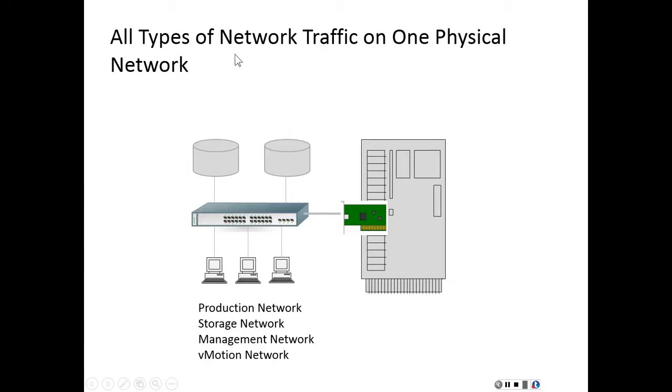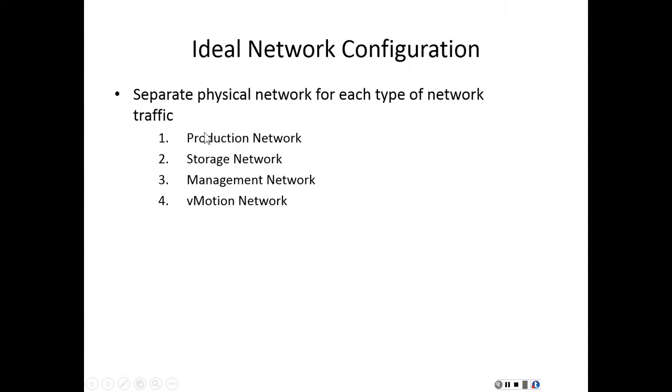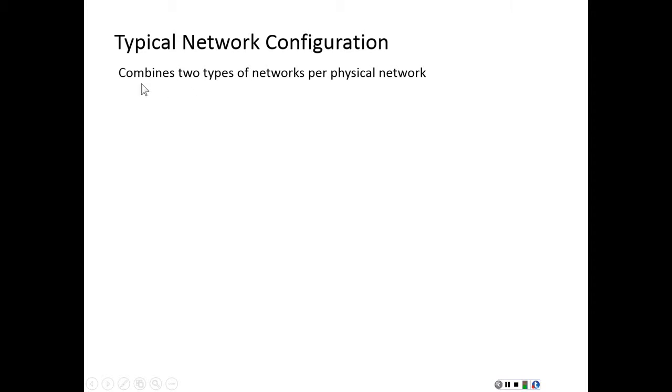Another way to go is to have all network traffic on one single physical network, production, storage, management, and vMotion. But the problem with that is all of that traffic on one network tends to lead to congestion, which slows everybody down. The ideal network configuration is where you do have a separate physical network for each type of network traffic. But most commonly, most organizations combine the 2. A typical network configuration has 2 types of network per physical network.